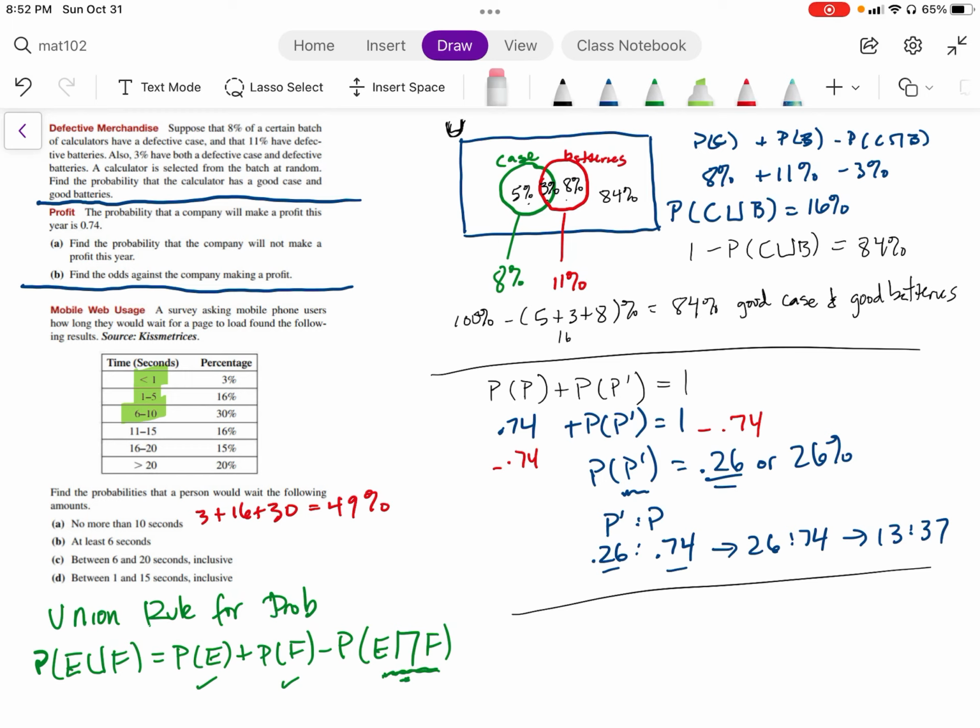Okay. At least 6 seconds. Okay, at least 6. So anything 6 or greater. So the sum of all those, 30 and 16 and 15 and 20 is 50, 67, 81%.